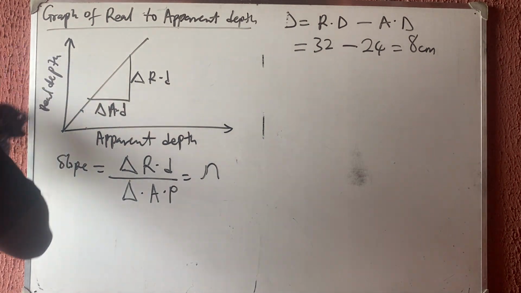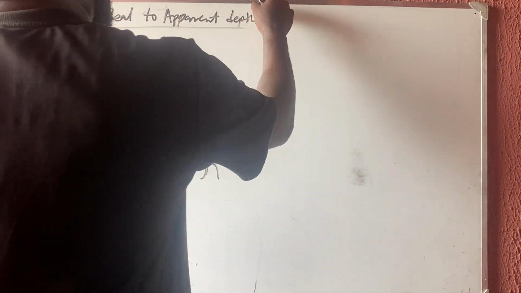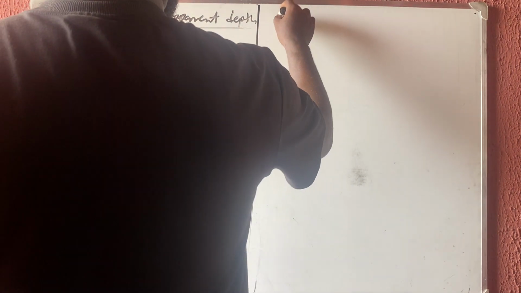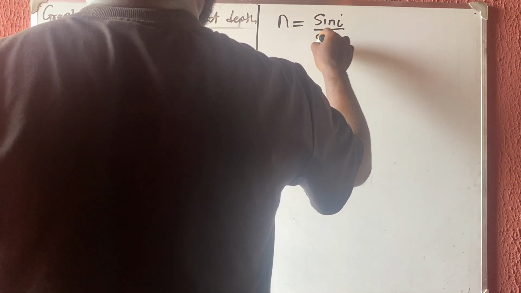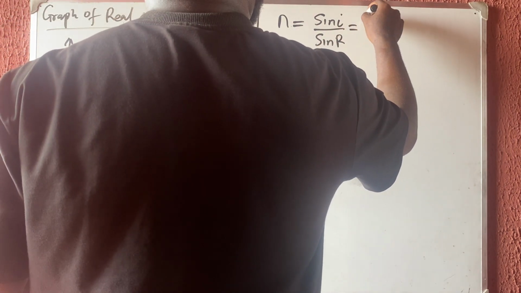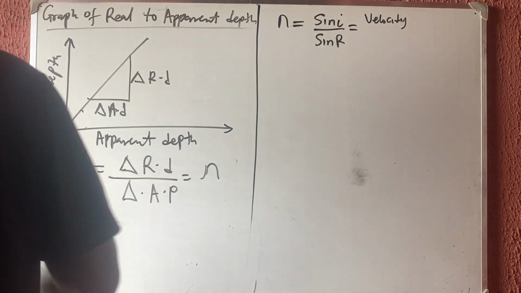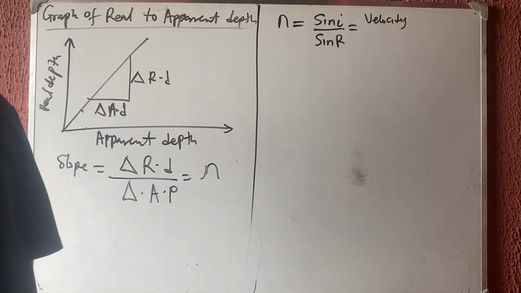So, let me just list all of them down for you, and then we move to the next thing we have. From here, first of all, we found out that refractive index is what? Sine I over sine R. We know this. And we still know that it is what? The velocity of light in air over the velocity of light in that medium.